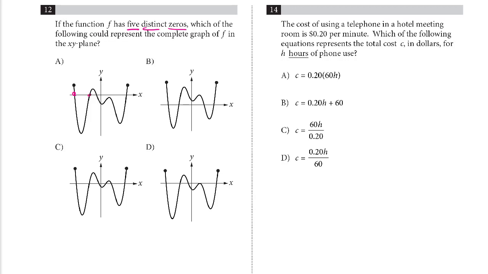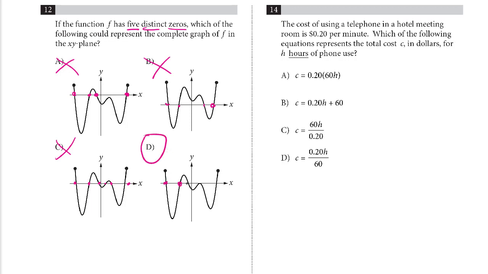1, 2, 3, 4 zeros. That's not A. 1, 2, 3, 4 zeros. That's not B. C. 1, 2, 3, 4, 5, 6 zeros. It's not C. Well, it better be D. That's the only answer left.